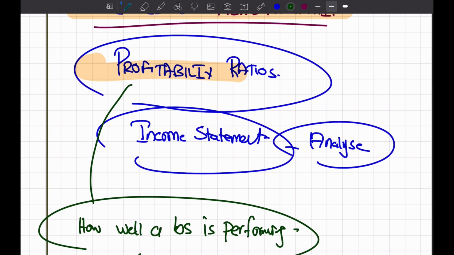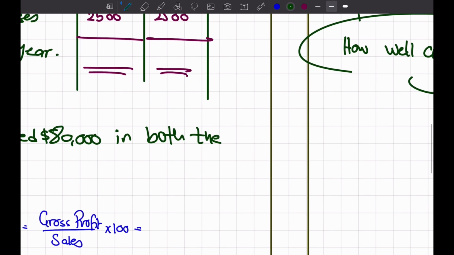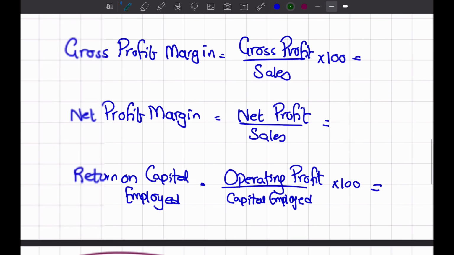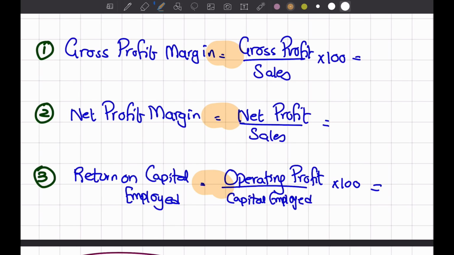And profitability ratios के अंदर, if I talk about profitability ratios, then there are three ratios that we will have to study. One is the gross profit margin, second is the net profit margin, and third is the return on capital employed. These are the three ratios that we need to know, that how to calculate and how to interpret, before getting into details of the ratio analysis. Gross profit margin, net profit margin, and return on capital employed. You need to remember these formulas if you want to proceed with this video.